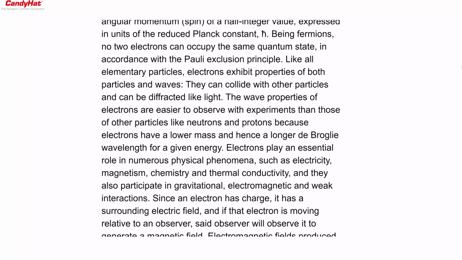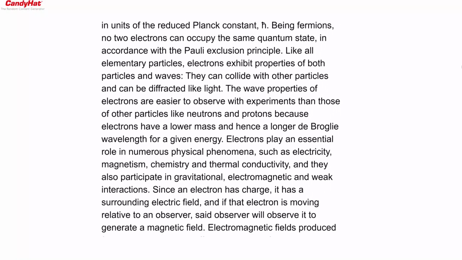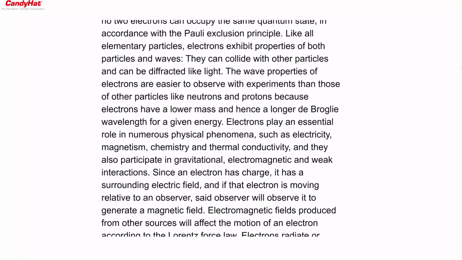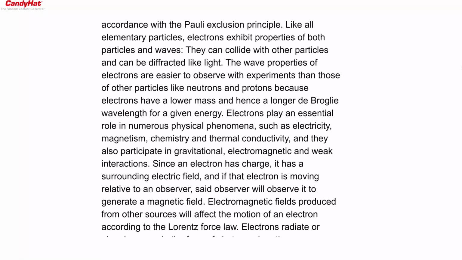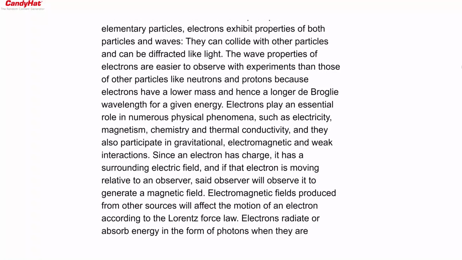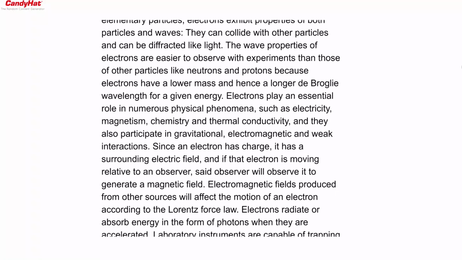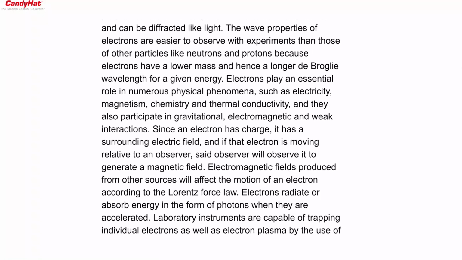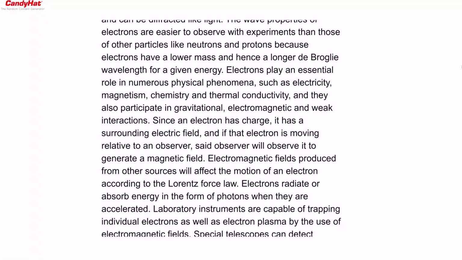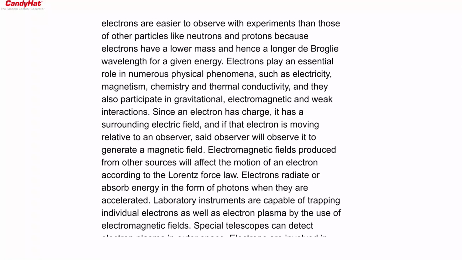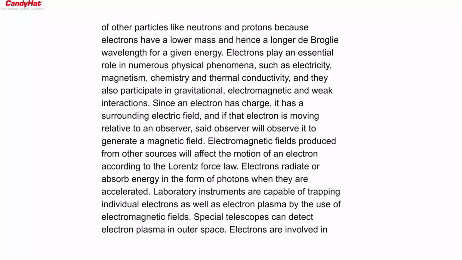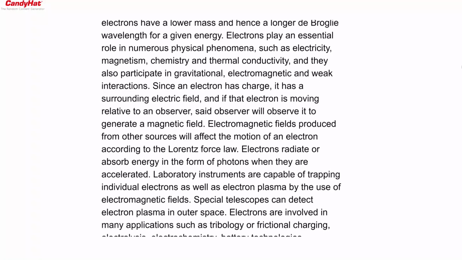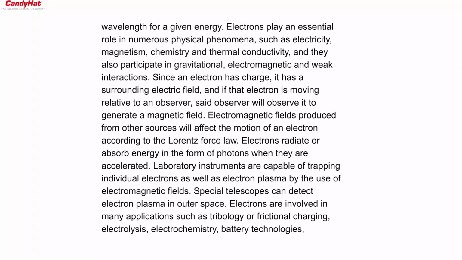Since an electron has charge, it has a surrounding electric field, and if that electron is moving relative to an observer, said observer will observe it to generate a magnetic field. Electromagnetic fields produced from other sources will affect the motion of an electron according to the Lorentz force law. Electrons radiate or absorb energy in the form of photons when they are accelerated. Laboratory instruments are capable of trapping individual electrons as well as electron plasma by the use of electromagnetic fields. Special telescopes can detect electron plasma in outer space.